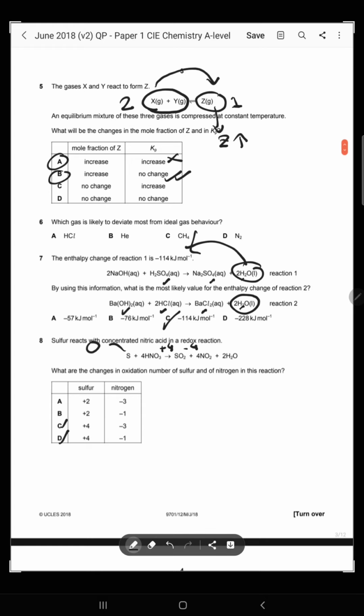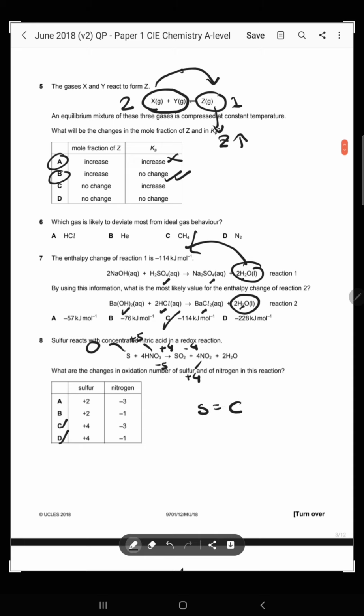Moving on to nitrogen. There are 3 oxygens here, so -6. There is 1 hydrogen, so that's +1. +1 minus 6 is -5 overall. In order to balance that out, you need +5. So nitrogen is +5 over here. For nitrogen over here, once again, oxygen is -2. There are 2 oxygens, so nitrogen is +4. If there is any confusion, we have to write this down.